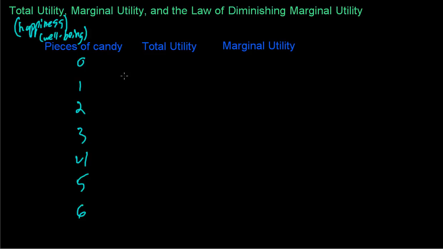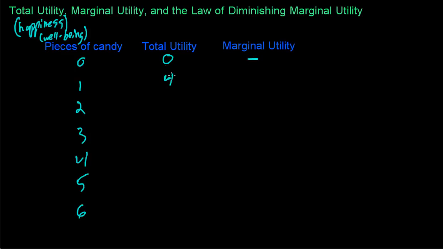So if we have 0 pieces of candy, our total happiness is going to be 0. And our marginal utility, or our marginal happiness, we're just going to leave this blank for right now, and you'll see why in just 1 second. So now let's say that we get our first piece of candy, and it's the greatest thing ever, and our utility jumps up to, let's say, 4 units of utility.